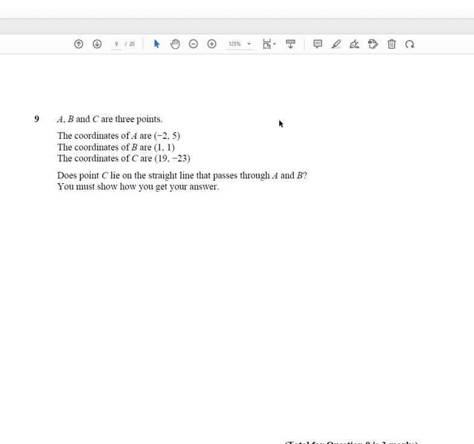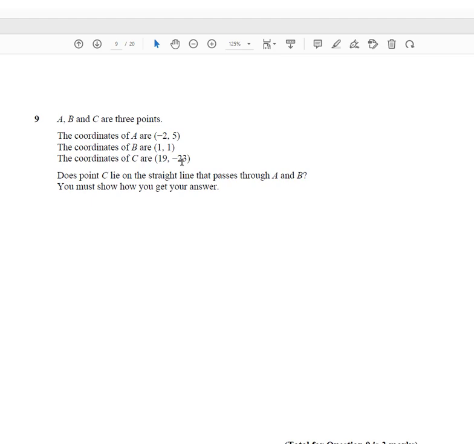Now, in the same way, imagine traveling from A to C. How far along do you go? You go from -2 to 19. What is that change in? What's the difference between those two numbers? It's not 17, by the way. And here you've gone from 5 to -23. What's the change in those numbers?